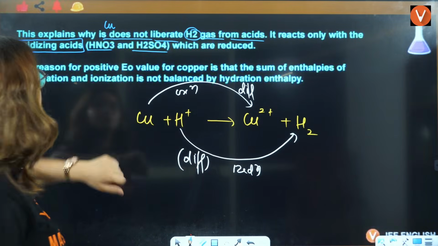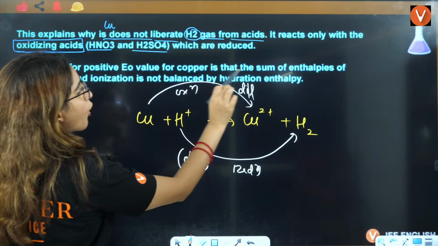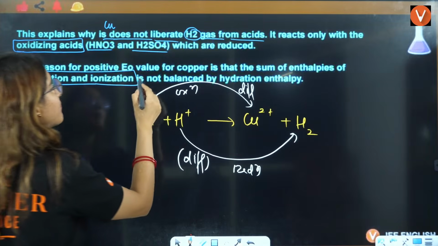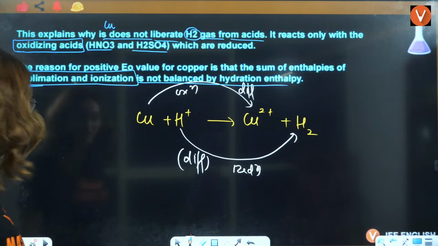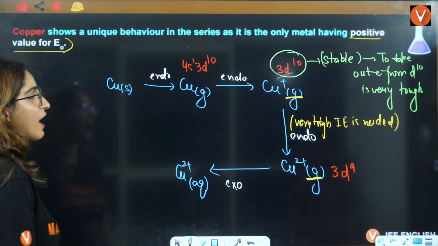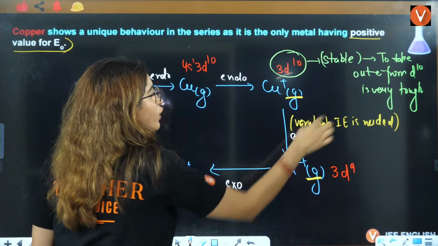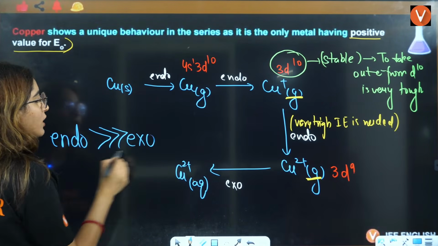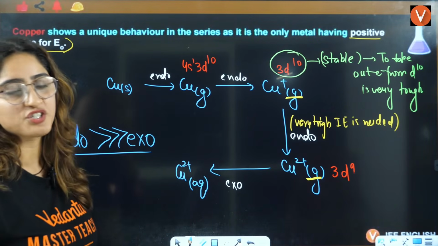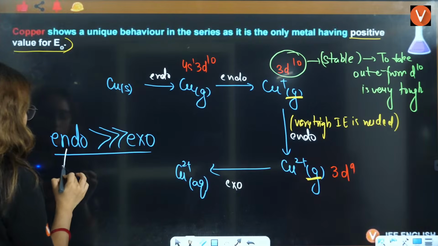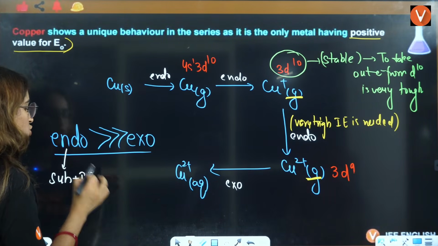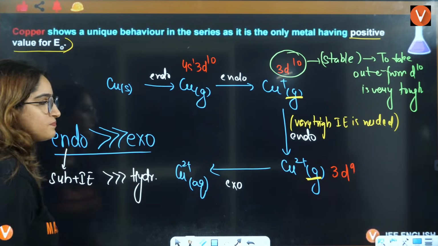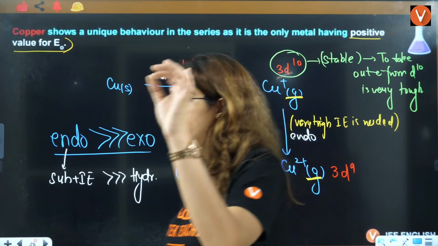Which are easily reduced. The reason for the positive E0 value for copper is that the sum of enthalpies of sublimation and ionization is not balanced by hydration enthalpy. This enthalpy is so large, it makes the overall endothermic value so high that it is not balanced by hydration enthalpy. This is a very, very important question.